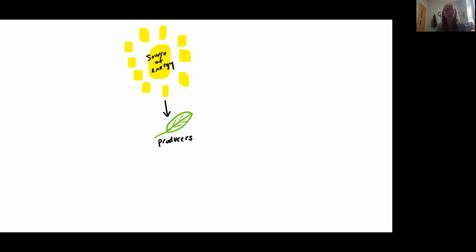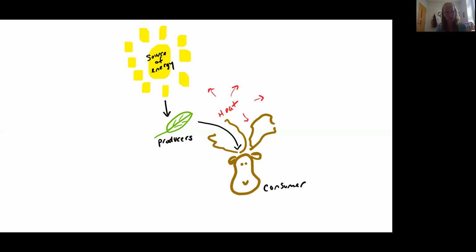We also see in aquatic ecosystems, green algae and seaweeds are important producers for aquatic systems. Now, the producers are converting the solar energy into the biochemical energy.